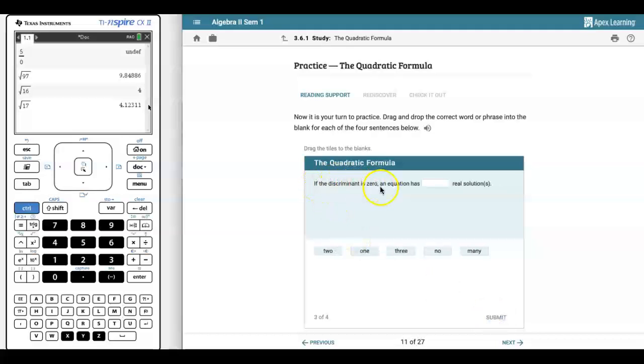Now, if the discriminant is 0, that b squared minus 4ac, that thing under the square root, the equation has one real solution.